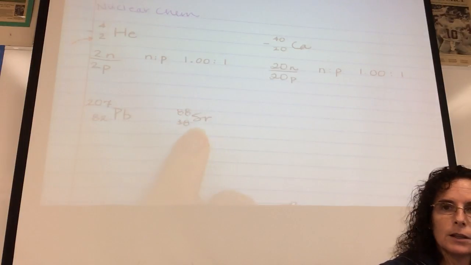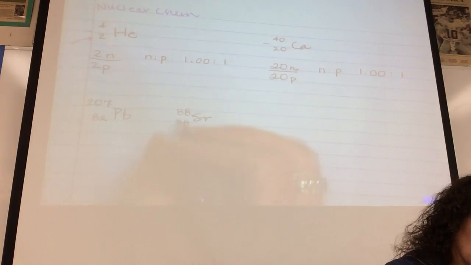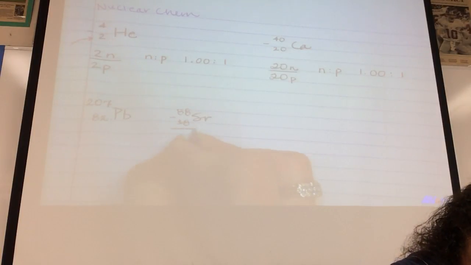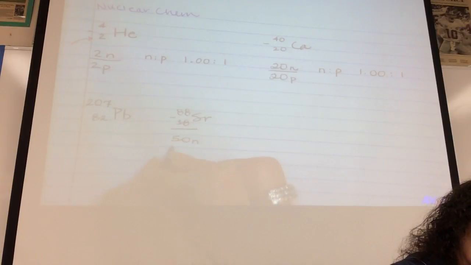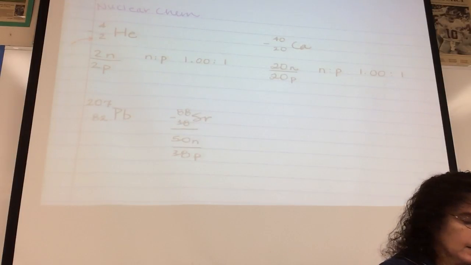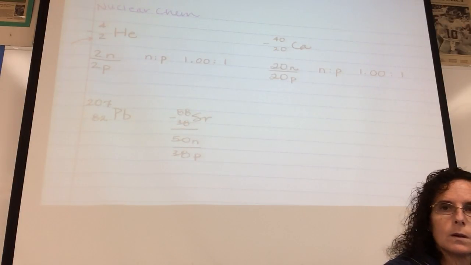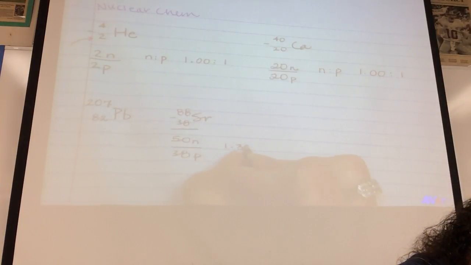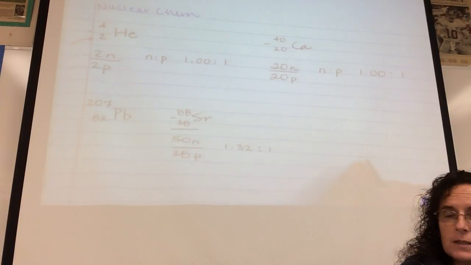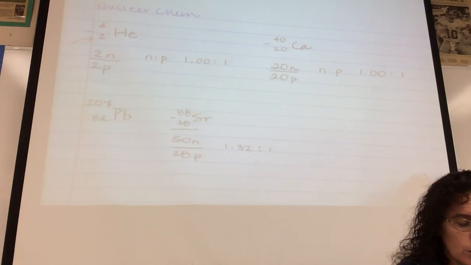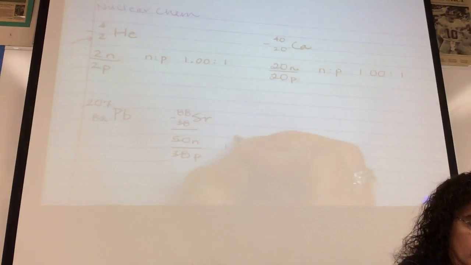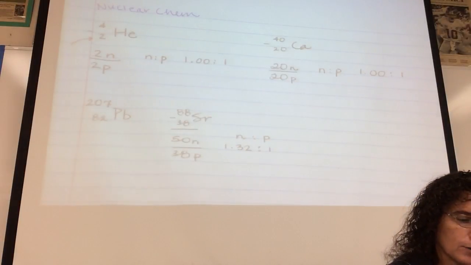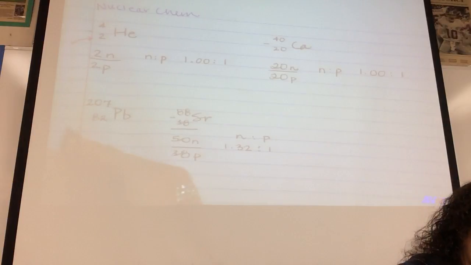All right, let's take a look at strontium first. If we subtract the two, what does that give us? 50 neutrons, 38 protons, and 50 over 38 is 1.32 to 1. So you're still less than 1.5 to 1, which you'll see momentarily is very important in regard to neutron to proton ratio. Let's take a look at lead.